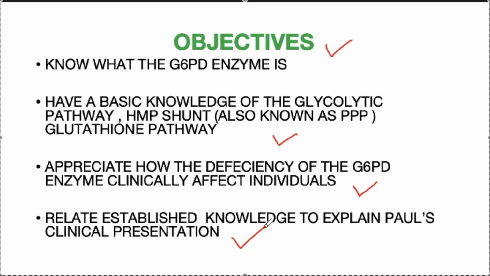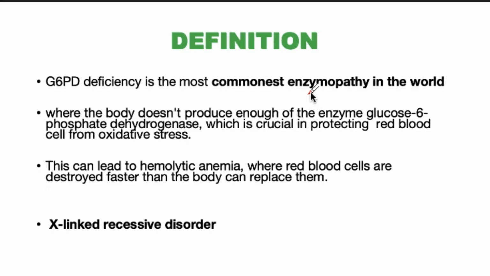G6PD deficiency is the most common enzymopathy, affecting 400 to 500 million people worldwide. In G6PD deficiency, the body does not produce enough of the enzyme glucose 6-phosphate dehydrogenase. This enzyme is required in protecting red blood cells from oxidative stress. Therefore, lack of the G6PD enzyme leads to hemolytic anemia, where red blood cells are destroyed faster than the body can replace.